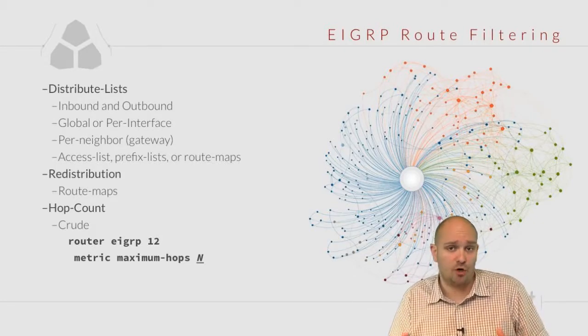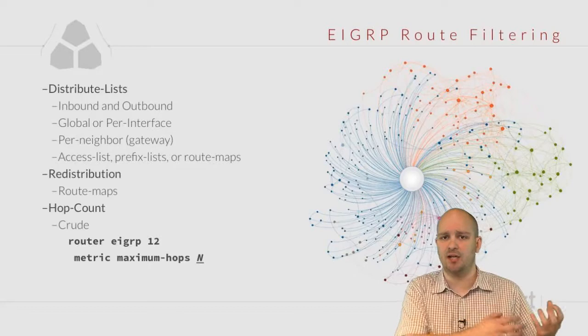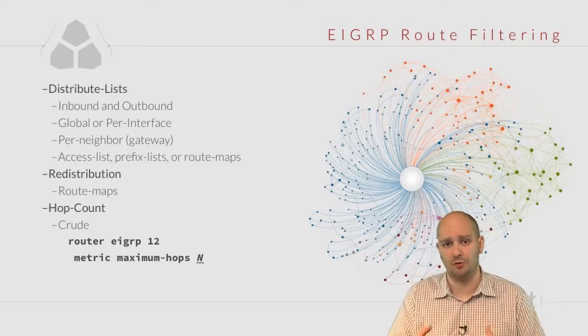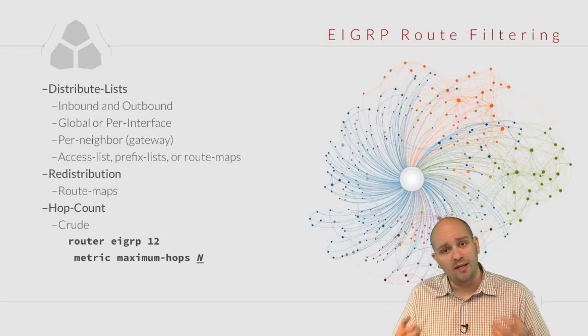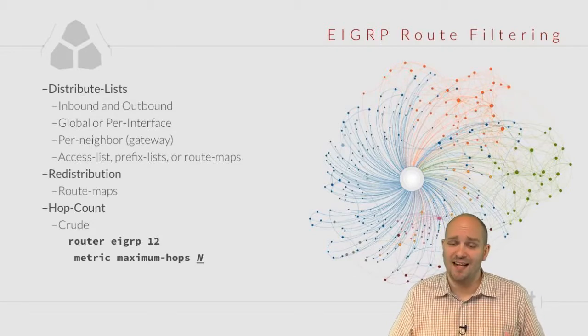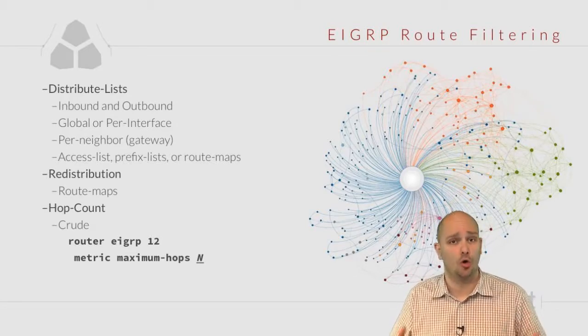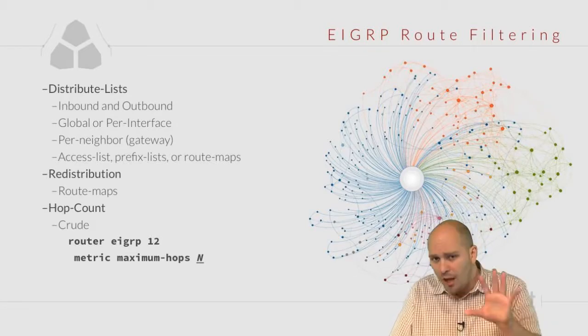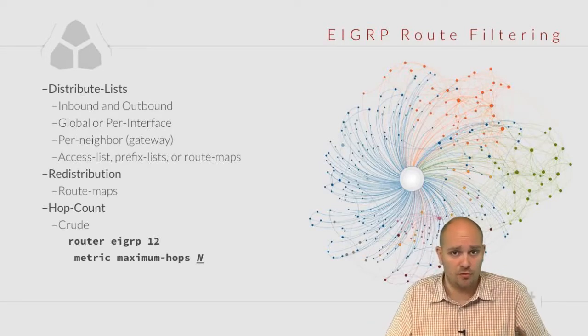Another place where route filtering is relatively common are redistribution scenarios. When we are injecting external routes from some other routing process into EIGRP or any other protocol, we can specify route maps, and then in those route maps we can allow certain routes to go into the protocol or not go into the protocol. But I'm going to talk about the redistribution filtering when I actually talk about the redistribution later on.